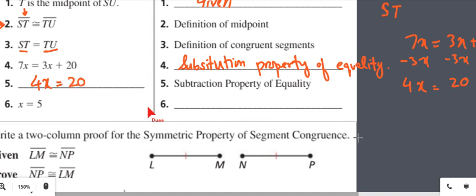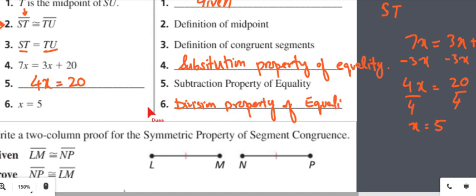Is it clear? Okay, then I have to divide both sides by 4 to get the value of x, so I will get x equals 5. What I did, I used the division property of equality. Is it clear how, by using the properties, I am moving forward to the next step? So finally we proved that the value of x is 5.